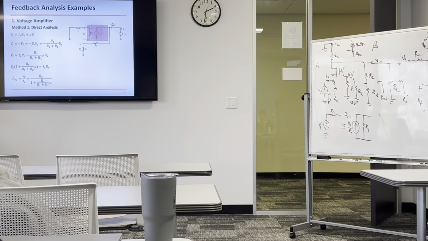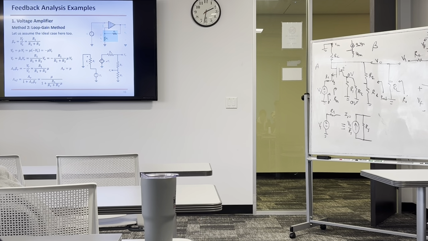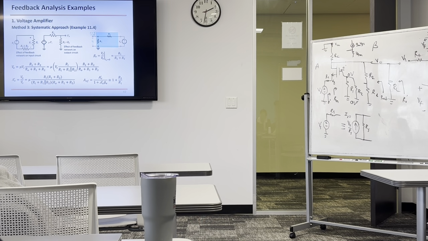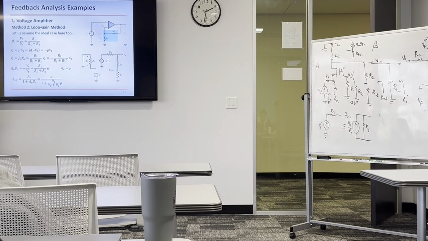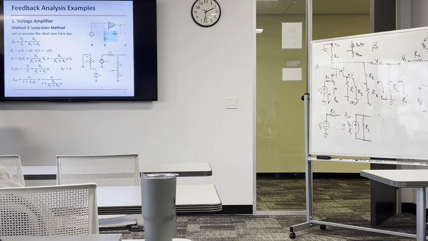So again, this direct method is easy. However, it only works with the assumption that everything is ideal and you don't have the loading effect. It doesn't work if you have a loading effect. Now let's move to the second method. Again, this method will give you only the feedback gain. It cannot give you Rin and R out. So this is a shortcoming of this method. This is why we need the third one.